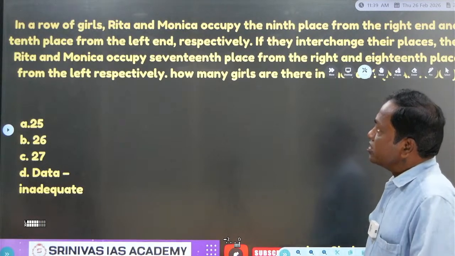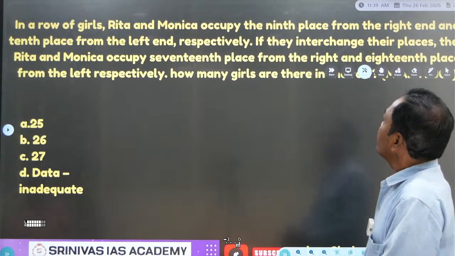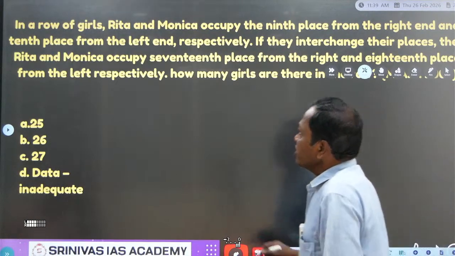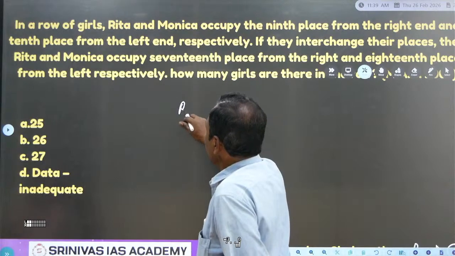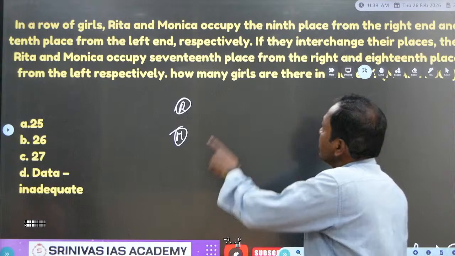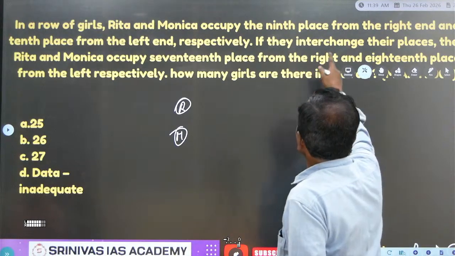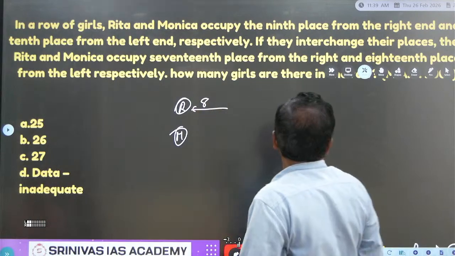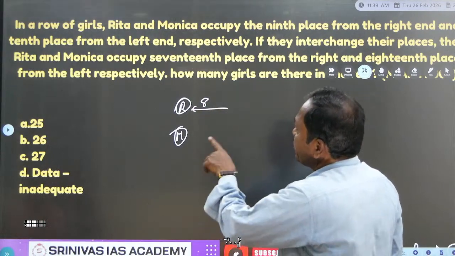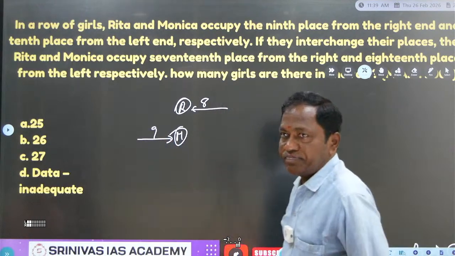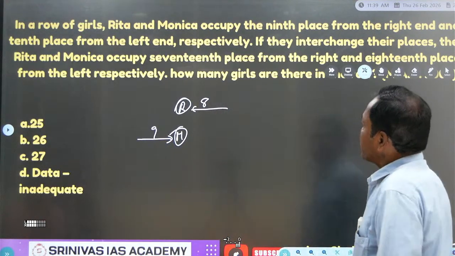In a row of girls, Rita and Monica occupy the 9th place from the right end and 10th place from the left end, respectively. Let's write here: Rita and Monica occupy 9th place from the right, and 10th place from the left.